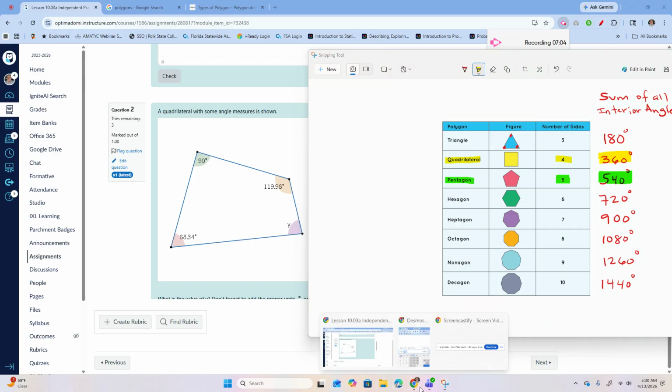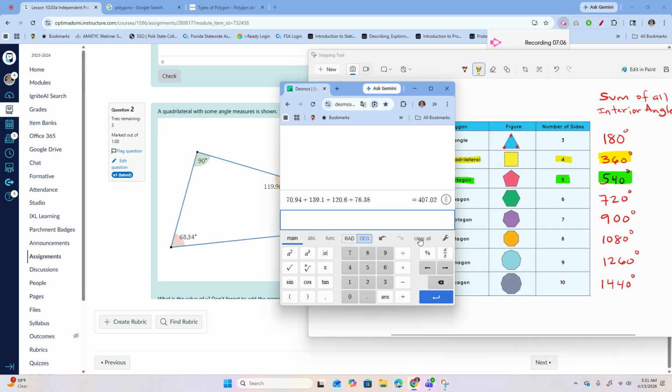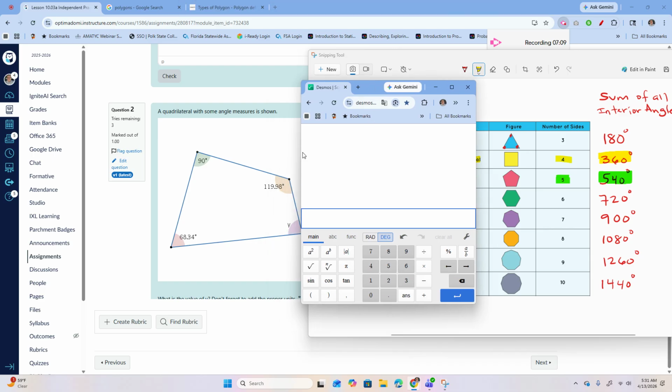So we're going to do the following. Let me clear all of this up. I'm going to add the angles that I know. I know 3 out of 4. I'm going to start with this angle here. 68.34 plus the 90 degrees up here plus the 119.98. So I added the 3 of the 4 angles that I know. Okay, I know 3, I'm missing 1. Okay, so I add the ones that I know. Look what I got.